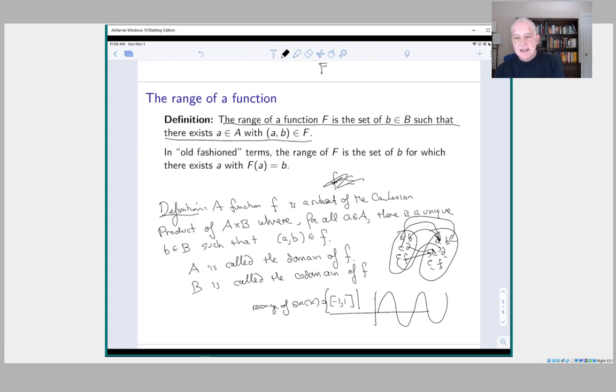So you may have seen this business of the range as coming from the horizontal line test. If a horizontal line hits the graph, then that point is in the range. It's hard to use the horizontal line test when you have your function expressed in this form. Here, you would want to know the points in the range are the ones which have arrows which end at them.